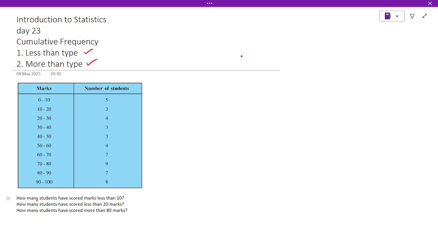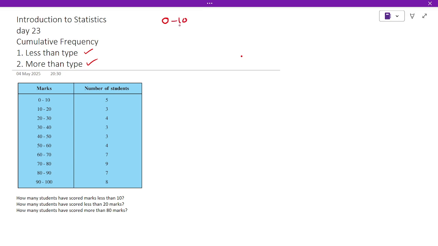The first question is, how many students have scored marks less than 10? So I want to find the number of students who got less than 10 marks. Obviously I will go to this group 0 to 10. Then I'll say that there are 5 students who got 0 to 10 marks. So therefore my answer is 5. Right.